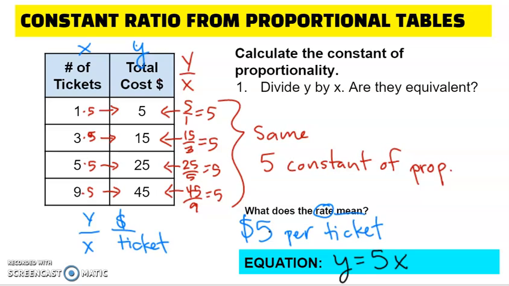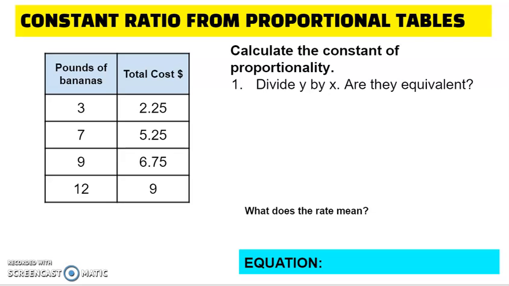And we just proved that when we did this right here. That's our proof. X times the rate equaled y. X times the rate equals y, right? Proving it over and over and over again. So let's try one more.